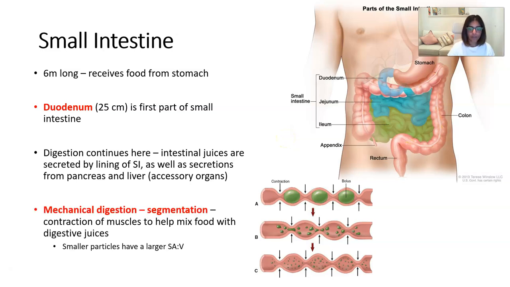Within the small intestine itself, we also get mechanical digestion, and this occurs through a process of segmentation. So segmentation relies on peristalsis. Remembering that peristalsis is the contraction and relaxation of smooth muscle along the length of the intestine. And what that does, as you can see in these diagrams, is it gets that food bolus and physically breaks it up into smaller and smaller pieces. So we still have the same chemical composition, but we have smaller particles, which leads to a larger surface area to volume ratio.